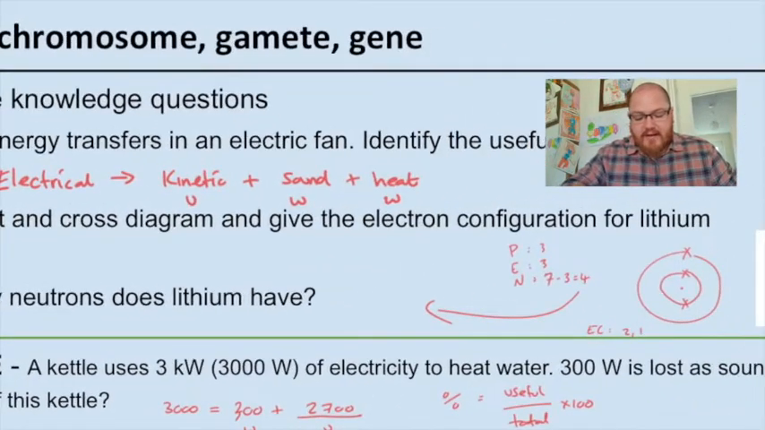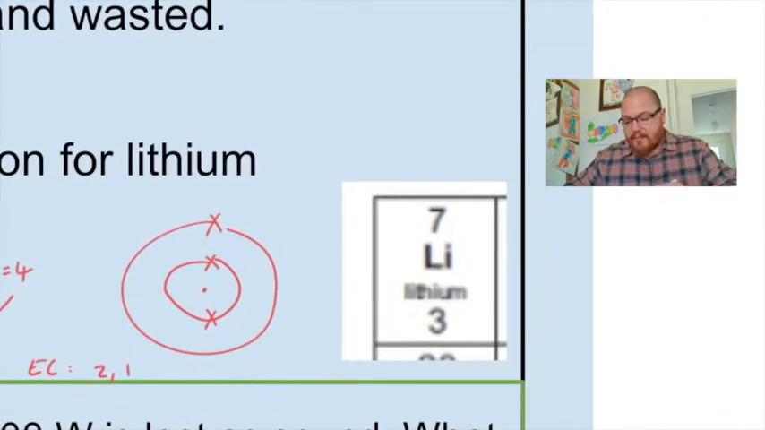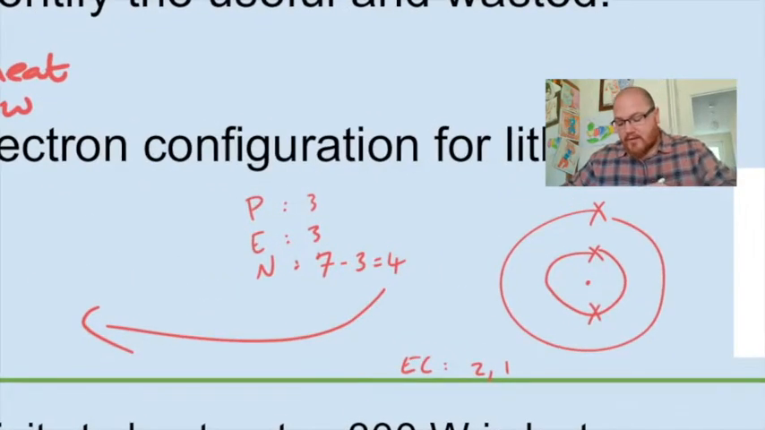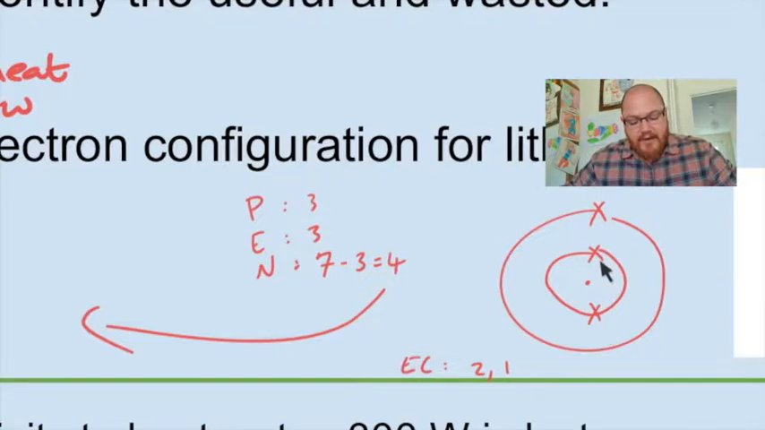Draw a dot and cross diagram for the electron configuration for lithium. So we've got a mass number of 7, a proton number of 3. The proton number is what we need because it's always the same number of protons as electrons. So 3 protons, 3 electrons. There's 4 neutrons, 7 minus 3 there. Big number minus a small number is going to give you a neutron number. There's my electron configuration, my diagram. So I've got 2 in the inner shell and 1 on the outer shell there. My inner shell can only take 2 electrons. My electron configuration is 2, 1.